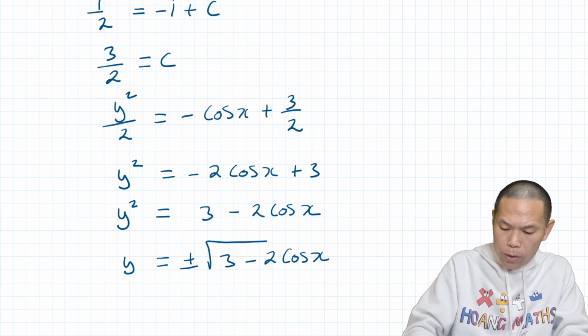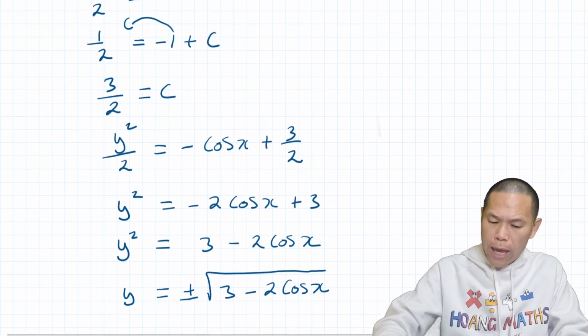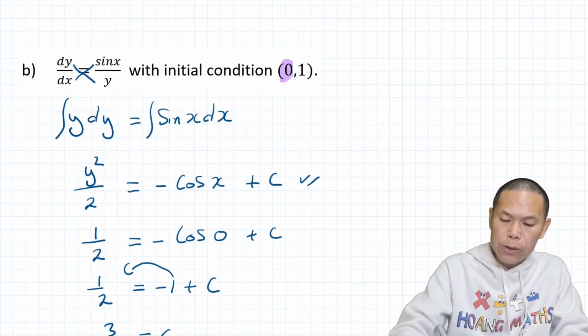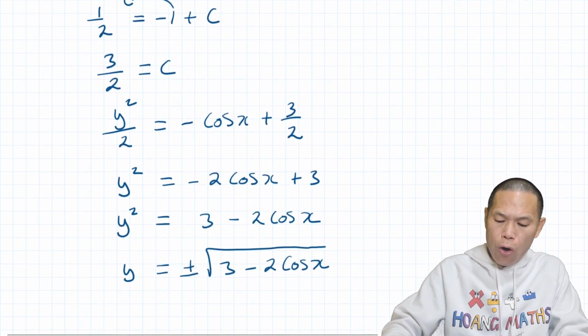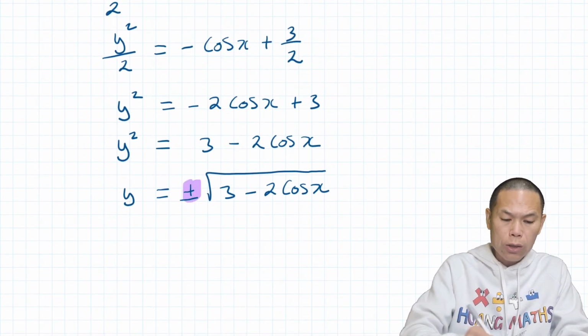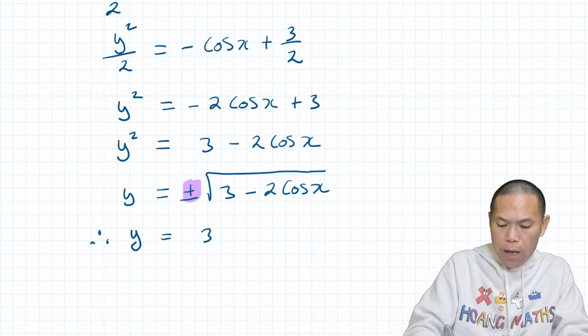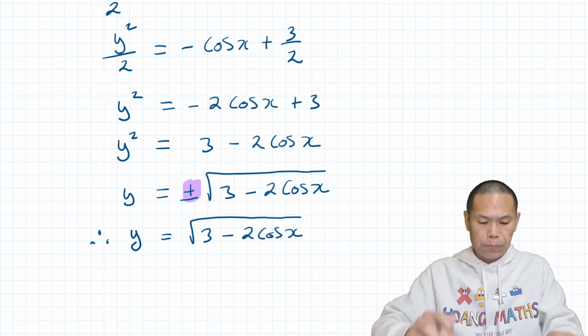Then we only need to pick one answer because of the condition: when x is 0, y equals 1. That is positive. So therefore, we only pick the positive answer. So y is the square root of 3 minus 2 cos of x. So there you go.